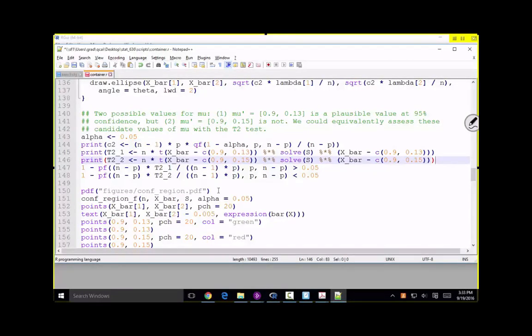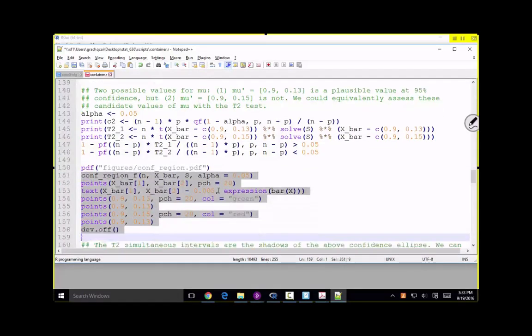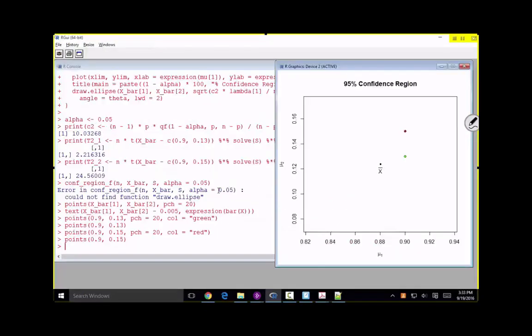Okay. Let me see if this function will work for us here. Draw dotted ellipse.